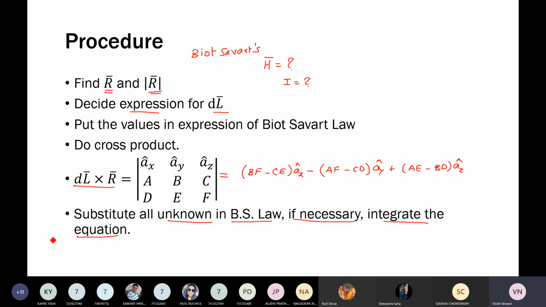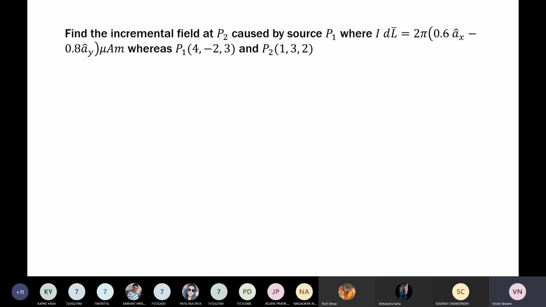That will go into the group C numerical. Okay. Along with this procedure, after going through this procedure, let us go with the first numerical. Find the incremental field. यहाँ पे क्या बोला है? DH bar find करो at P2 caused by source P1, where IDL bar is given by some formula.